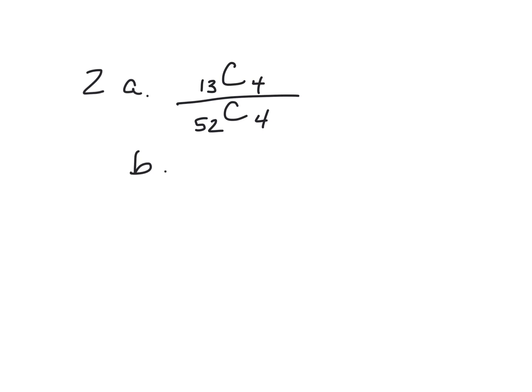Second type of problem, we're dealing with combinations. We're going to draw 4 cards from a deck of 52. So my denominator is going to be combination 52 choose 4. And then I want them all to be hearts. Well, there are 13 hearts in the deck, and I want to choose 4 of those. And so I would use my calculator and just divide those combinations.